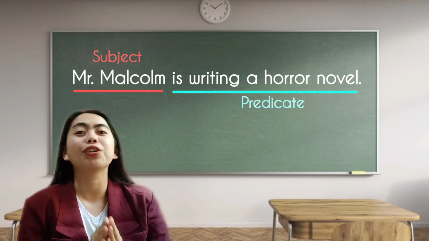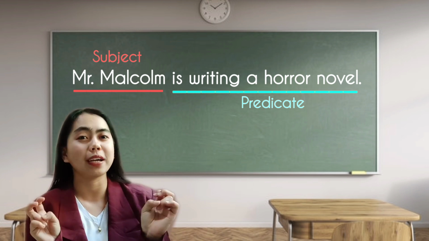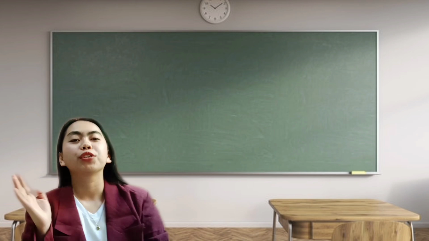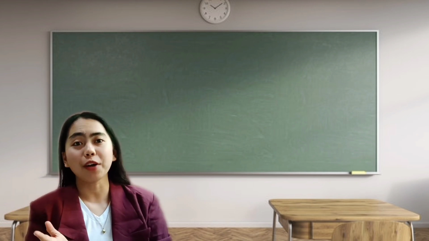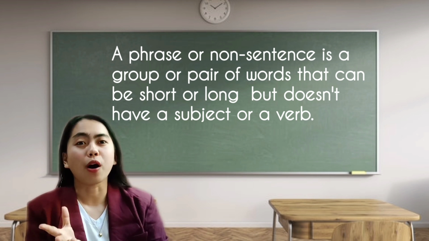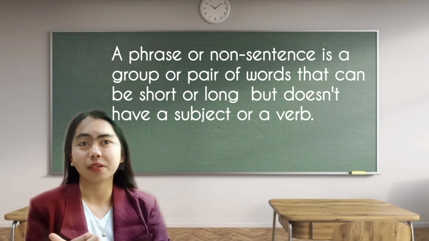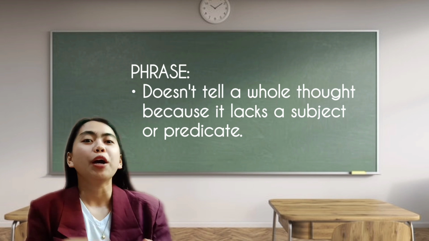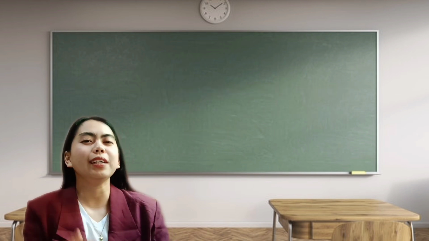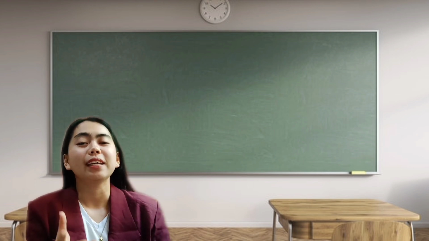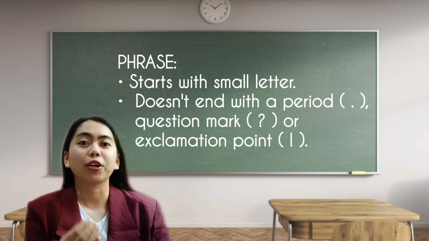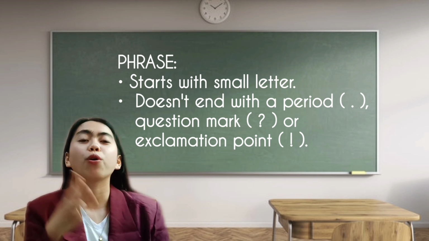And let's proceed to the non-sentence, or also known as a phrase. According to writingexplained.org, a phrase is a group or pair of words that can be short or long but doesn't have a subject or a verb. So a phrase doesn't tell a whole thought because it lacks either a subject or a predicate. The easiest way to recognize if it's a phrase is it usually starts with a small letter and it doesn't end in a period, exclamation point, or a question mark.